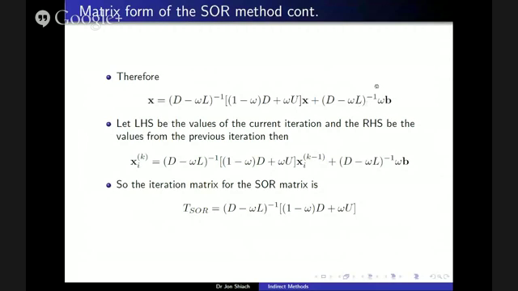Remember this term over here, we're not interested in that. We're only interested in the iteration matrix, what is being applied to X. So our iteration matrix is this coefficient of X. In short, the iteration matrix for the SOR method is this expression here. Notice it's in the form of D, L, U, and omega, so the value of omega will determine what the value of TSOR is. Depending on what your omega is, you'll have a different iteration matrix, and therefore a different convergence.